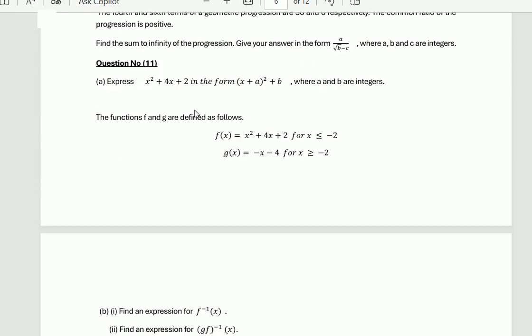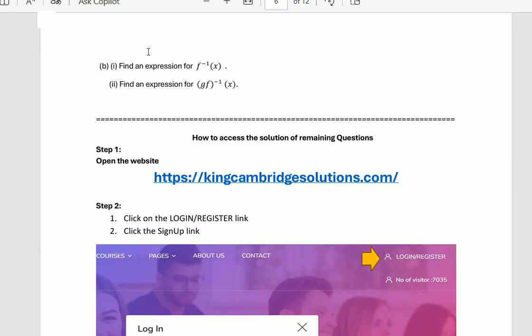Part B, find an expression for f inverse x. Second, find g of f inverse x. We shall find g f inverse x in the second part of part B.